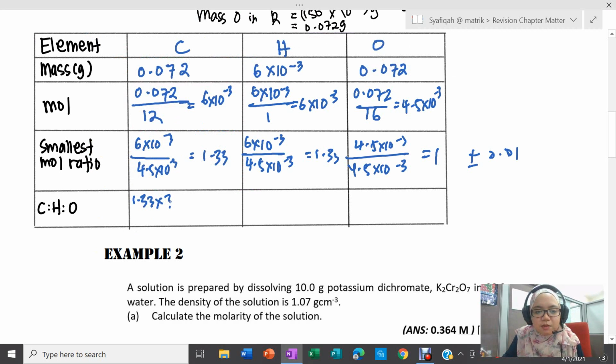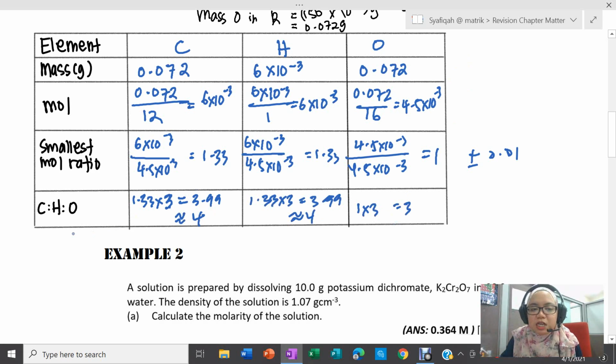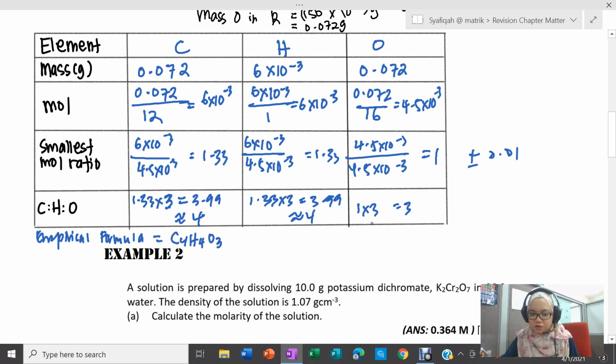Okay. So, times dengan 3. Dengan whole number 3, you will get 3.99. So, kalau sebabkan dia punya area dia plus minus 0.01, you boleh approximatekan dia 4. So, dia pun sama. Okay. Approximate 4. So, yang ni kita dapat 1 times 3 equals to 3 lah. So, you dapatlah empirical formula dekat sini. Empirical formula sama dengan C4H4O3.